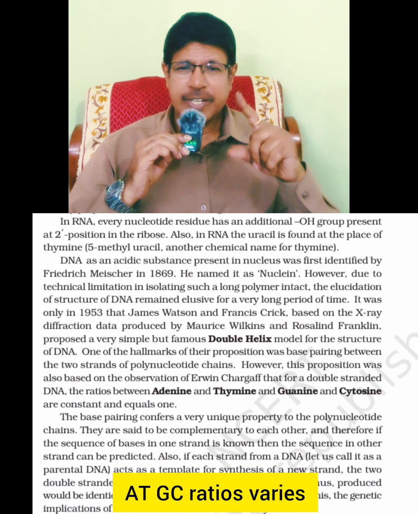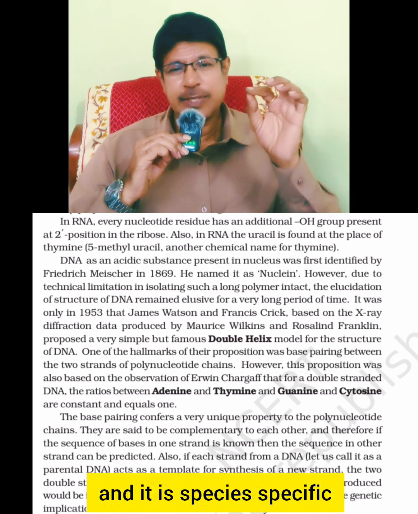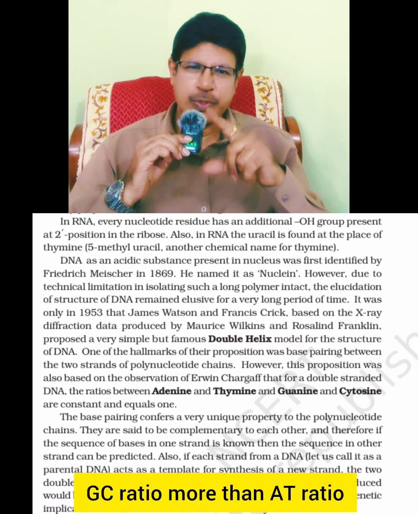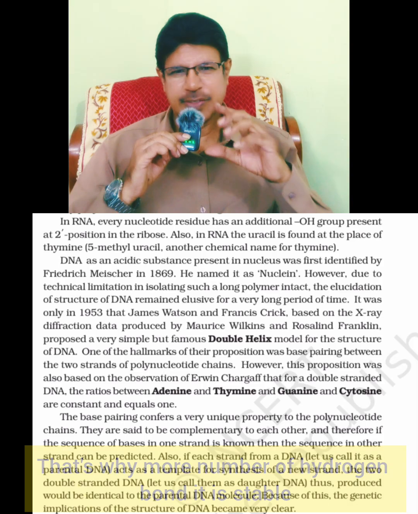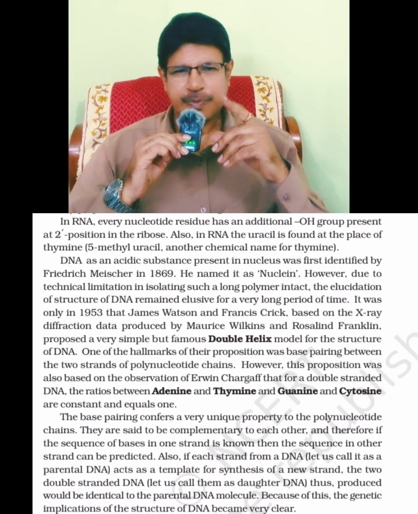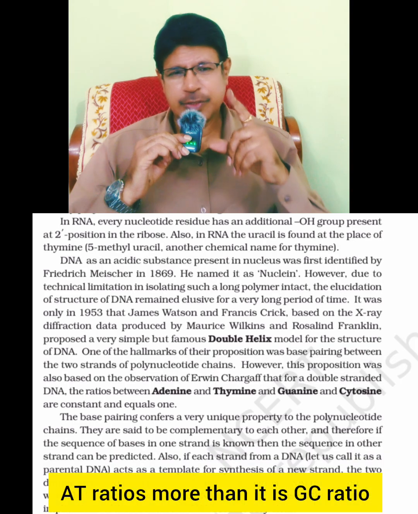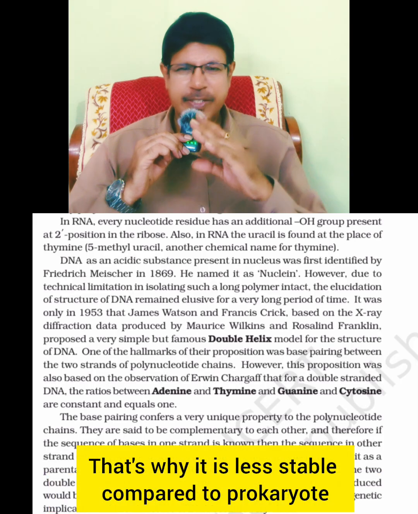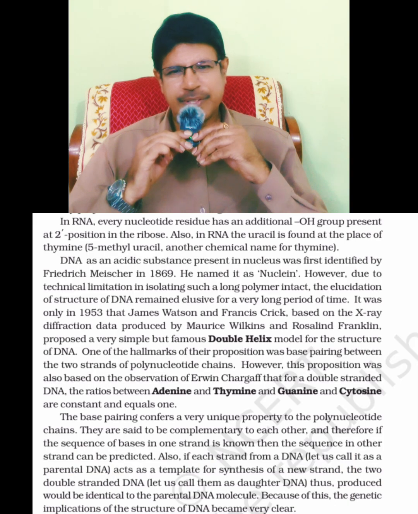The AT-GC ratio varies and it is species specific. If you take bacteria, the GC ratio is more than the AT ratio. That's why, with more hydrogen bonds, it is stable. In the case of eukaryotes, the AT ratio is more than the GC ratio. That's why it is less stable compared to prokaryotes. Next.